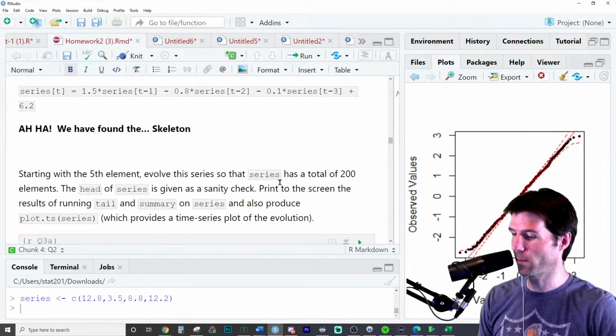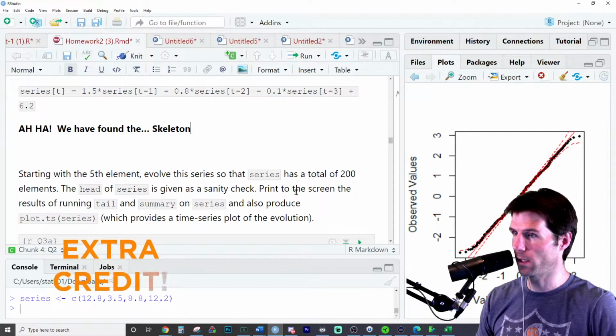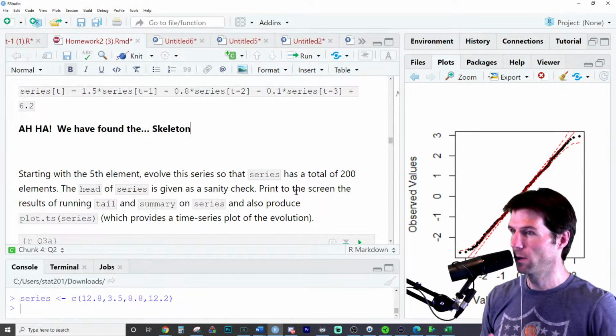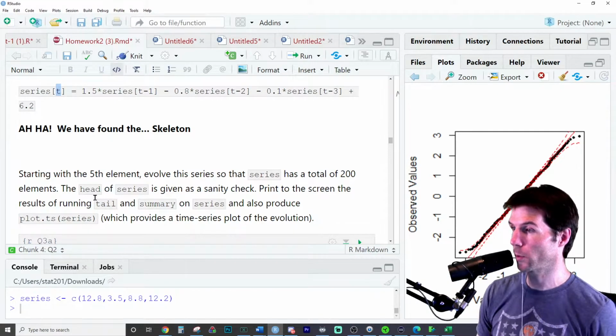Down here it says, starting with the 5th element, evolve this series so it has a total of 200 elements. Great job, Mohammed. Everybody gets 50 points. Start with the 5th element and go through all 200 elements. It's going to become 5 at first, and then we're going to go through 200 elements.